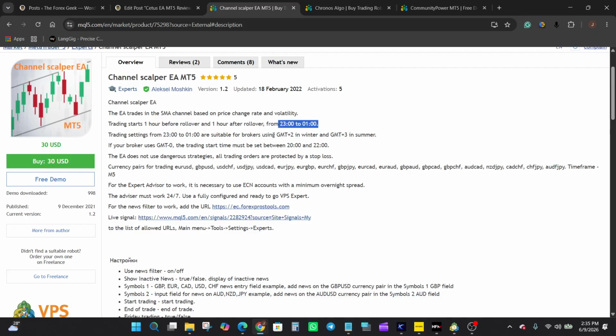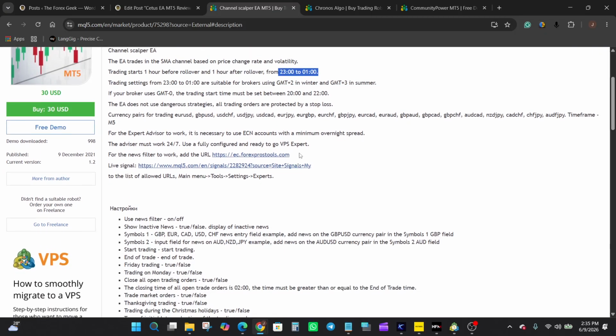Now, another important point is risk structure. Okay, the EA is described as not using dangerous strategies, and all trades are protected with a stop loss, which means every position has a predefined risk limit from the start.